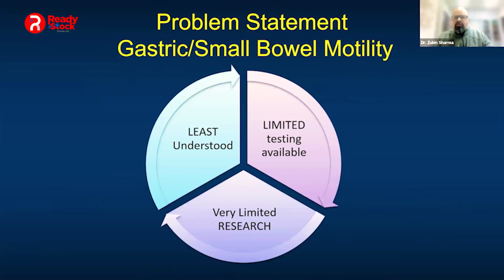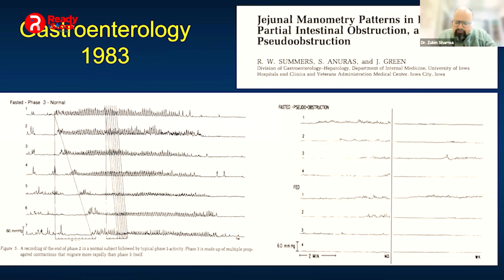So what is the problem here? Gastric motility is one of the least understood domains. We don't really understand it well. The testing is limited. Research henceforth is also limited. One of the first small bowel manometries was done way back in 1983, where they did jejunal manometry patterns in a healthy patient. And they said that there is something called phase 1, phase 2, or phase 3 MMCs, migratory motor complexes, and they defined manometrically what patterns we actually see.